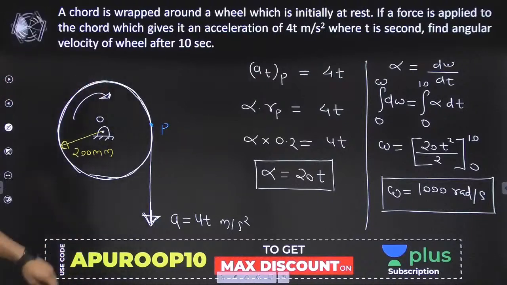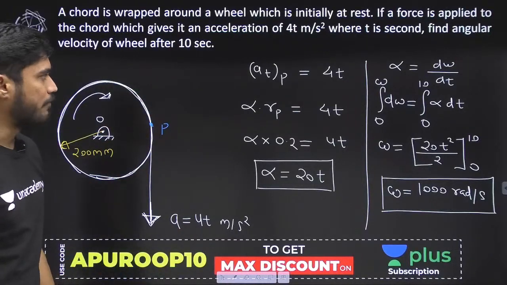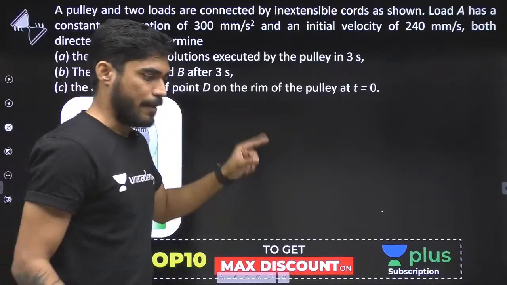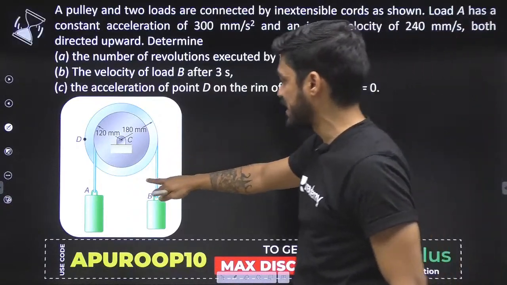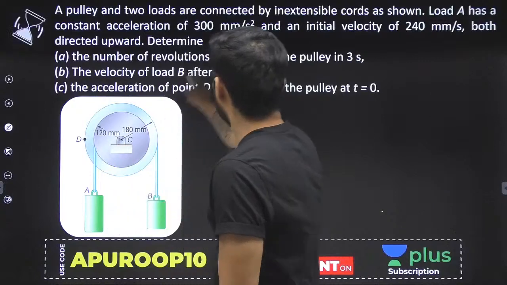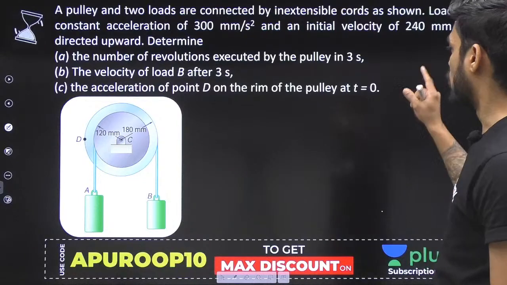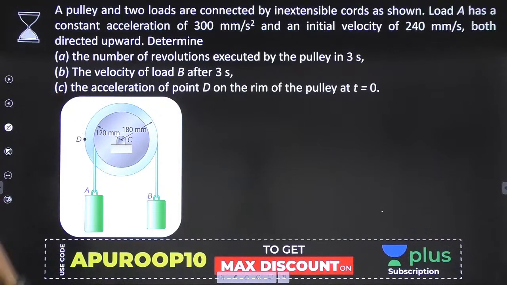Okay, so beta, let's solve one more question based on the same concept. It is an interesting question and it is made of 3 different questions, 3 separate questions in this one question. So beta, solve this. A pulley and 2 loads. This is a pulley, and 2 loads are connected by inextensible cords as shown. Load A has a constant acceleration of 300 mm per second square.